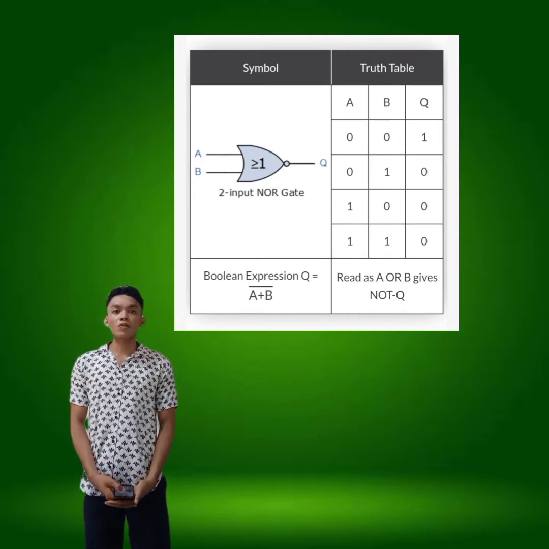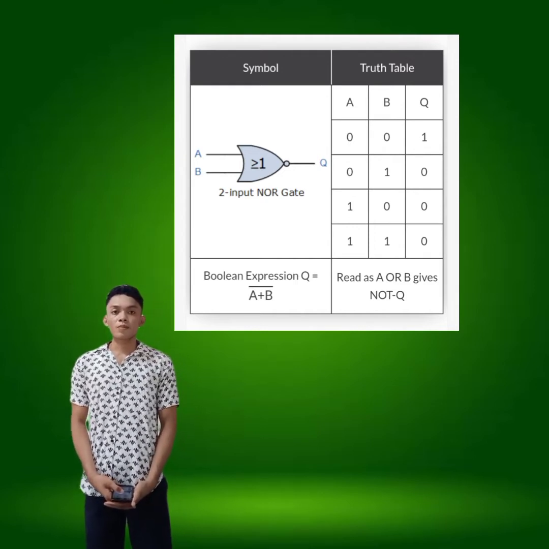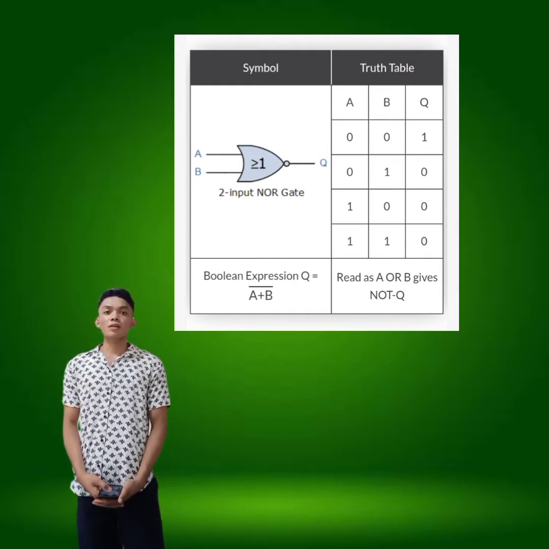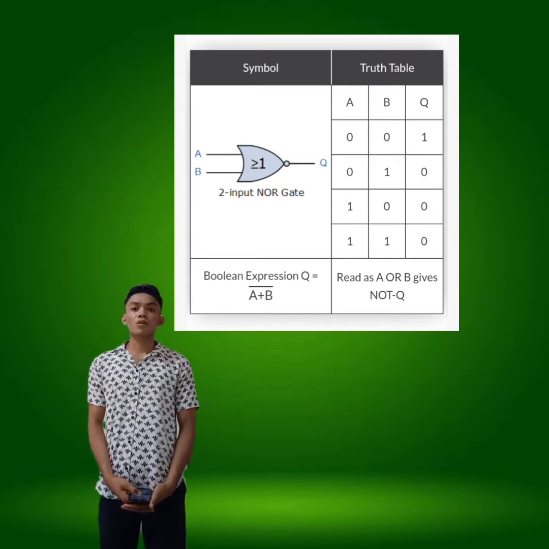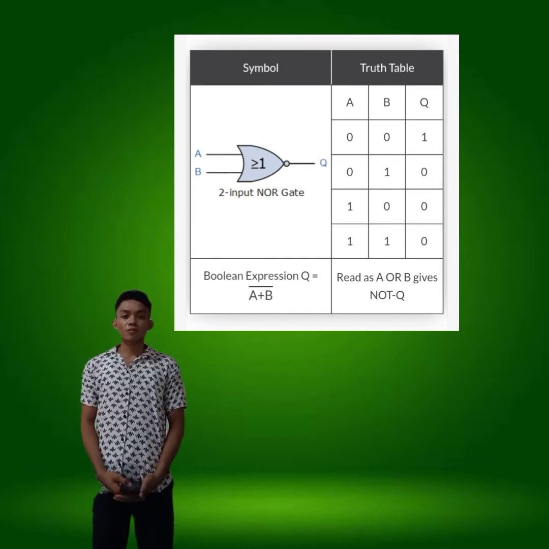So the truth table is: A is 0, 0, 1, 1. B is 0, 1, 0, 1. Q is 1, 0, 0, 0. The Boolean expression Q is equal to A plus B, read as A or B gives not Q.